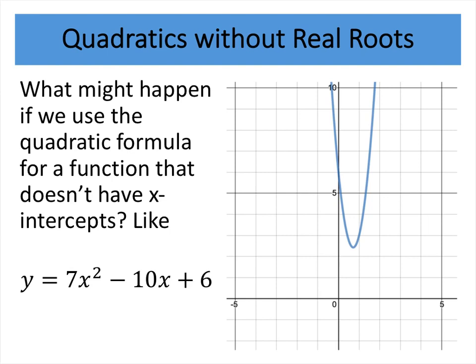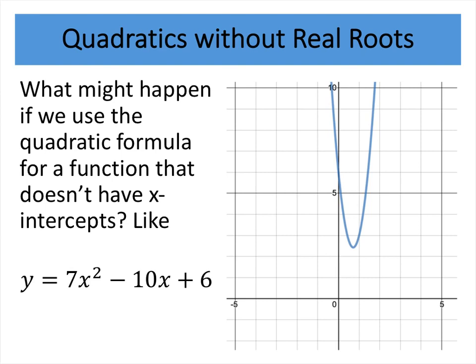So we've talked about how to graph something that works, but take a look at this graph. This graph does not actually cross the x-axis, and so it doesn't have x-intercepts. Here's an equation that actually represents this picture. What do we do if we don't have x-intercepts?